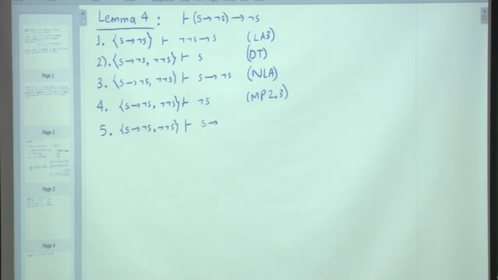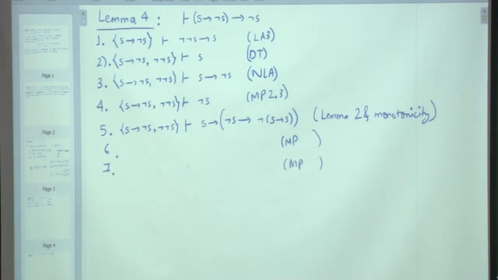And monotonicity. So S implies negation S implies, and here we have a chance to introduce whatever we want, because S implies negation S implies T, where T is arbitrary. So this is our chance, and we are going to introduce negation S implies S, and this is by lemma 2 and monotonicity. Okay, now I'm just going to skip step six, complete it, and I'm directly going to conclude negation S implies S. It's 2 times MP, and then what?